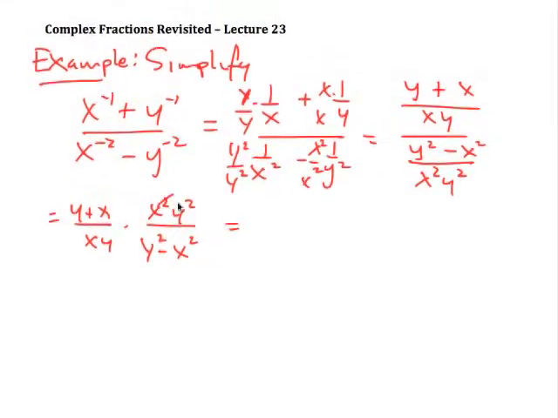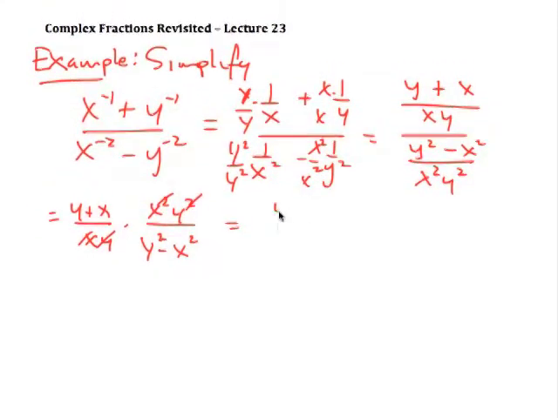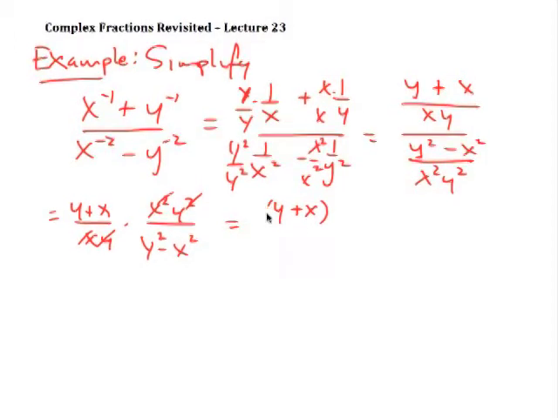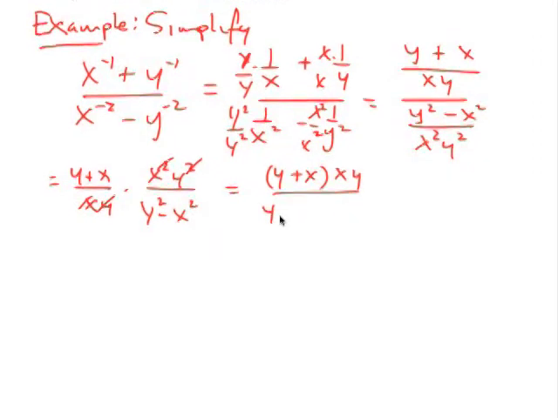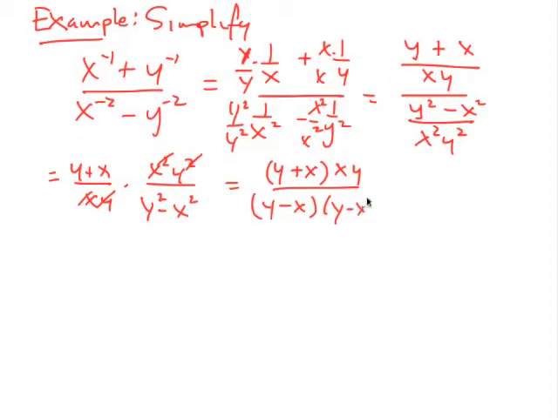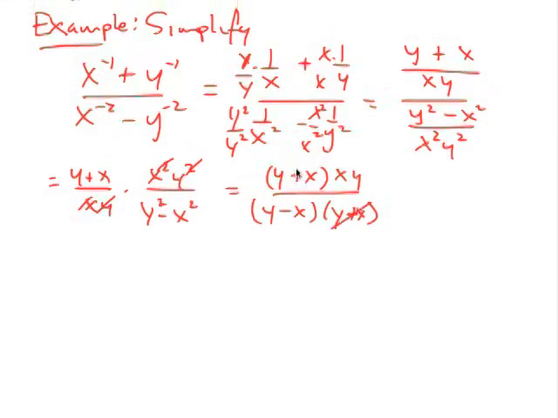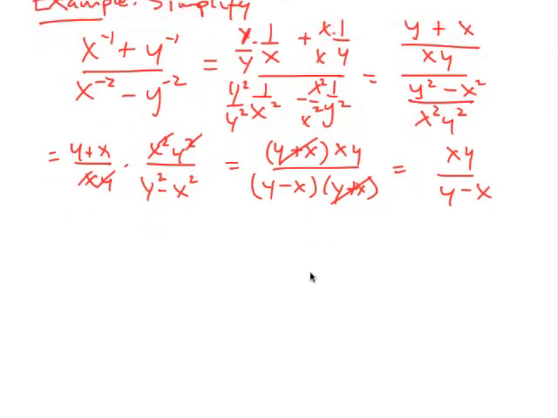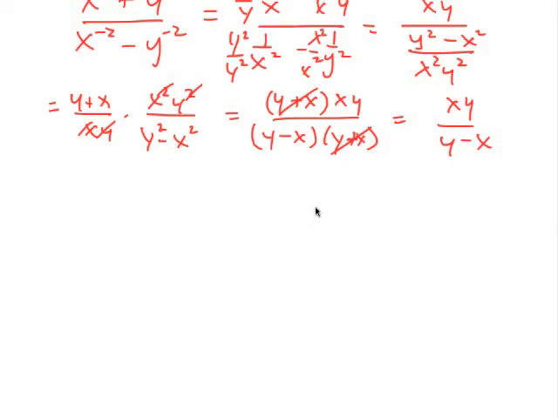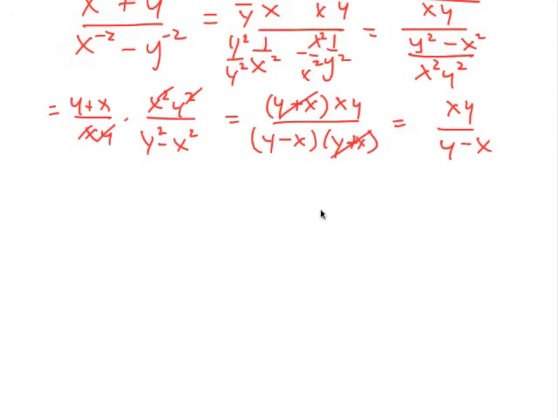Okay, which means, of course, these cancel, and I'll be left with y plus x by xy on the top, and here we'll have a difference of two squares, alright, which would be this, and this cancels with this, so I'm left with xy over y take x. Alright, so that's how we do those. Alright, what else could we do?